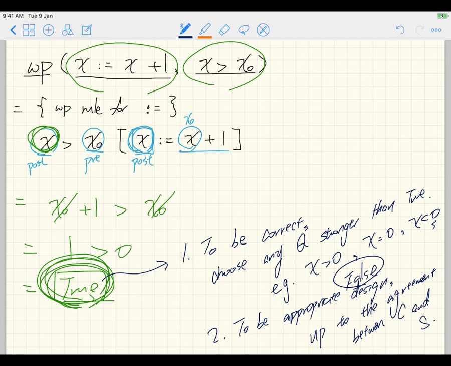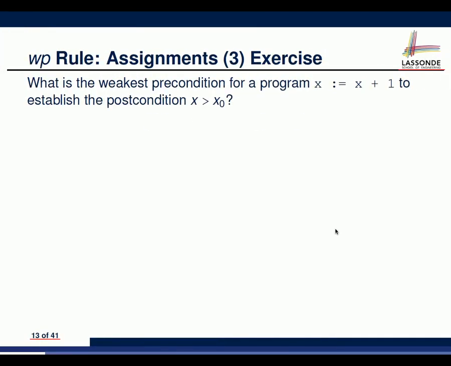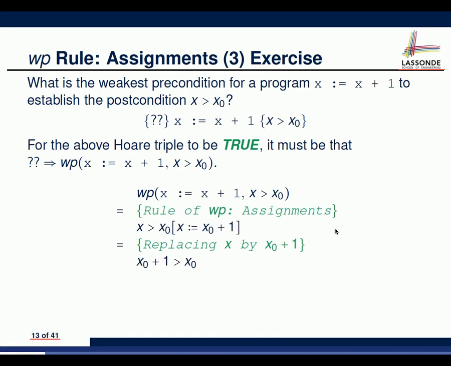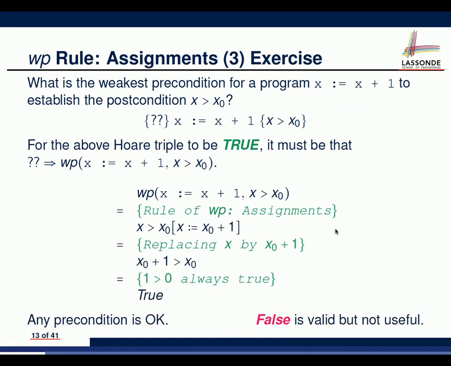So I think the purpose of this first example is for you to get used to how to calculate WP. All right. Okay, so that would be finally true. That means any precondition is okay. But false, for example, may not be so useful.